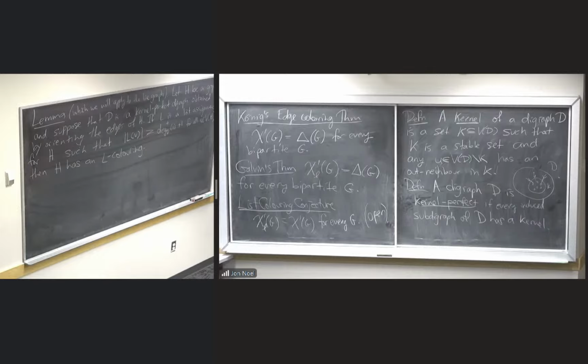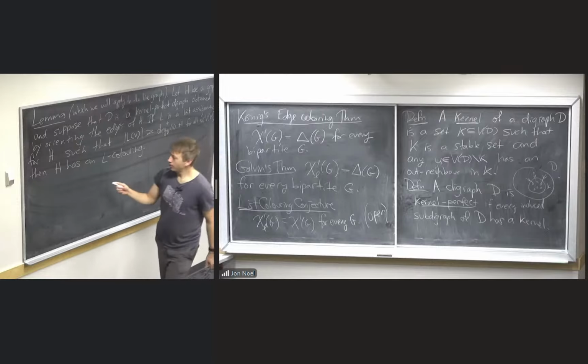A little bit of a technical lemma, but basically, we want to apply this, by the way, to the line graph. So what we're going to do later is take a bipartite graph, take the line graph, and try to find a kernel perfect orientation of it where the out degrees are not too large. Because if we can keep all of these out degrees small, and find a kernel perfect orientation, then we're going to be happy. So that's how we're going to apply this.